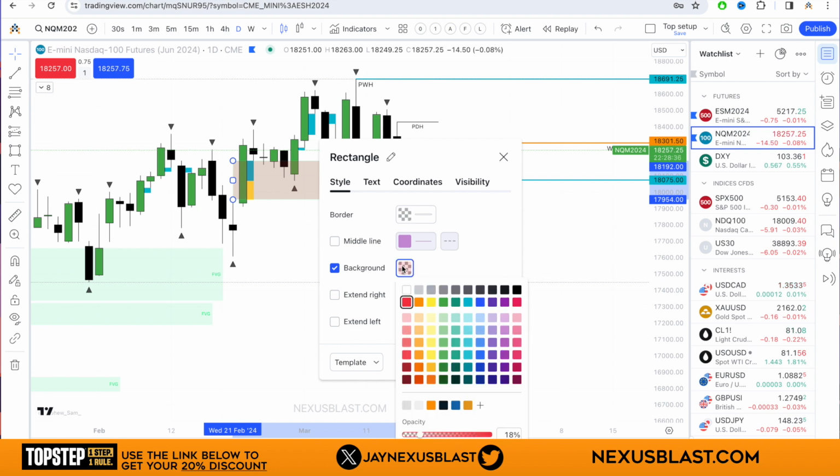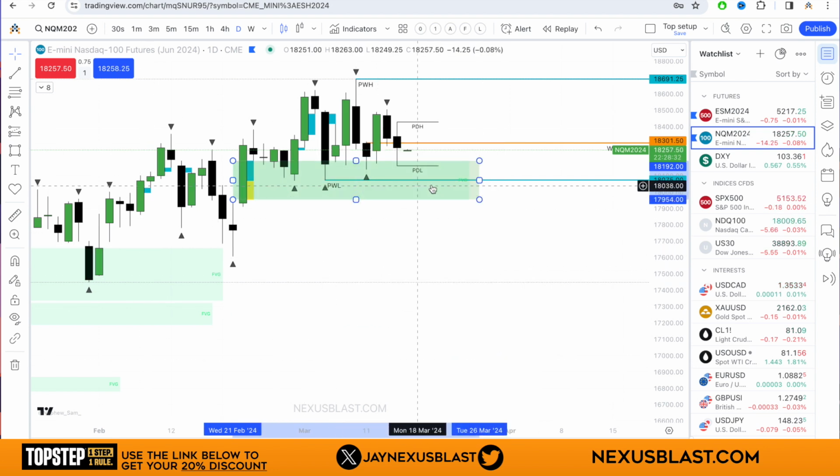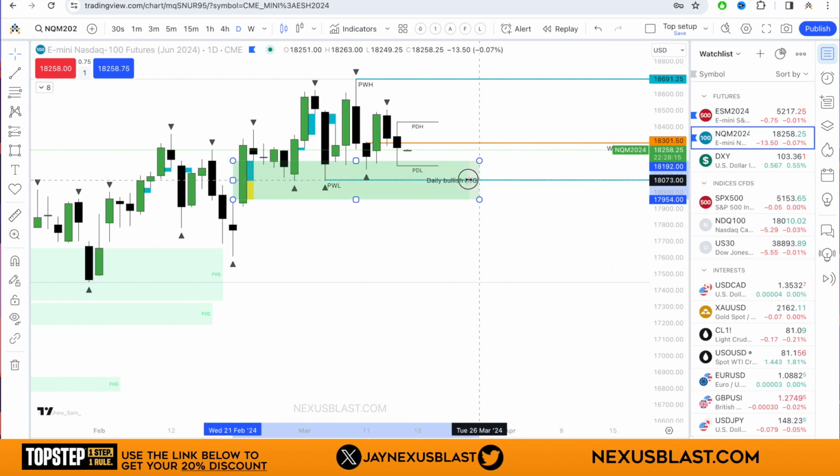So make sure that you put it the same color as a green fair value gap so that you don't get confused. So this is green, and you could also label it so that you know exactly what you're looking at when you're closer. This is a daily bullish FVG. All right, and you don't want to extend that too far. This is the range that we're working with on the daily.